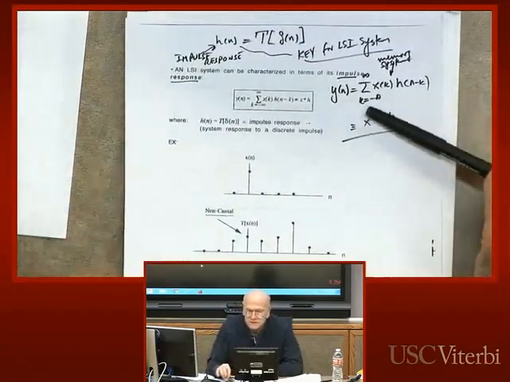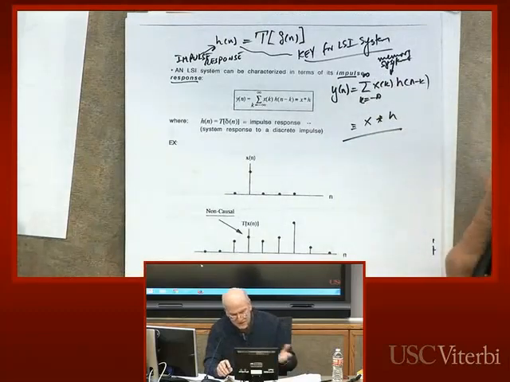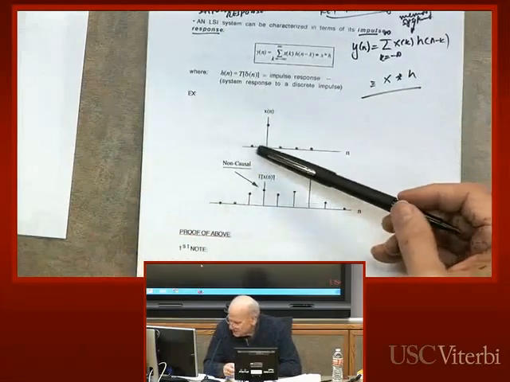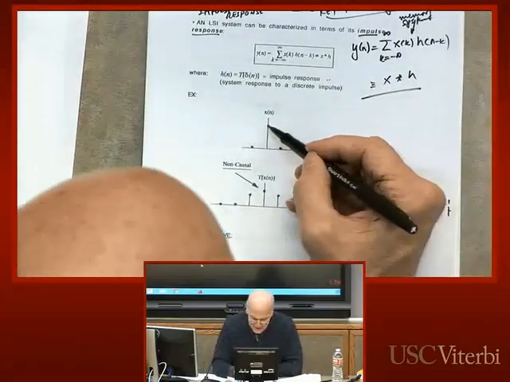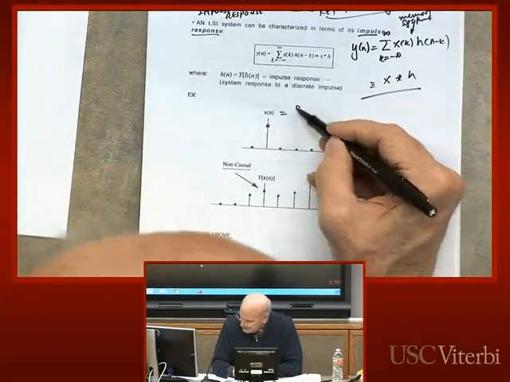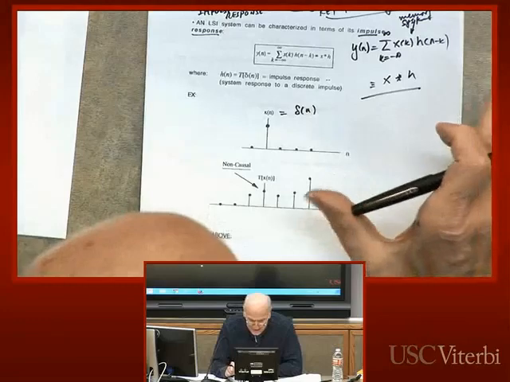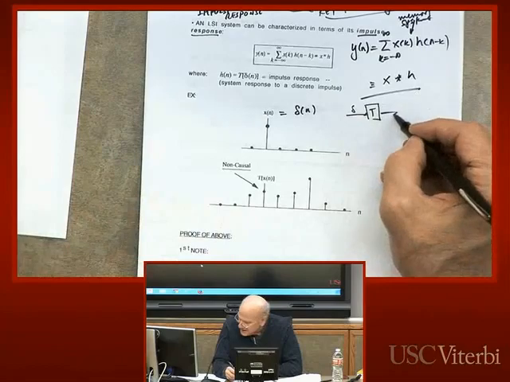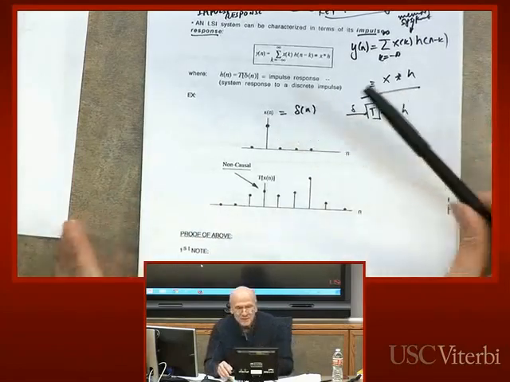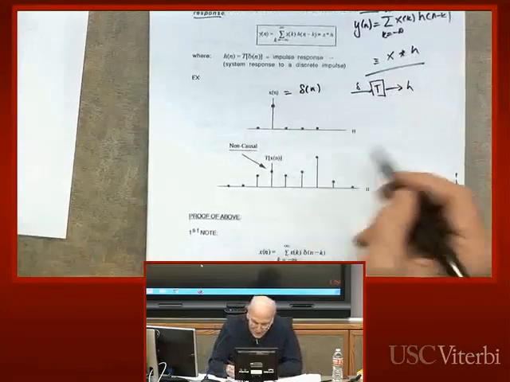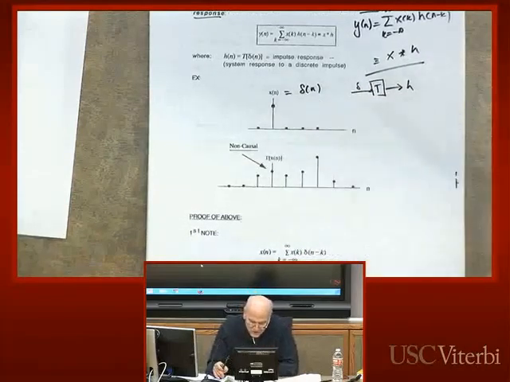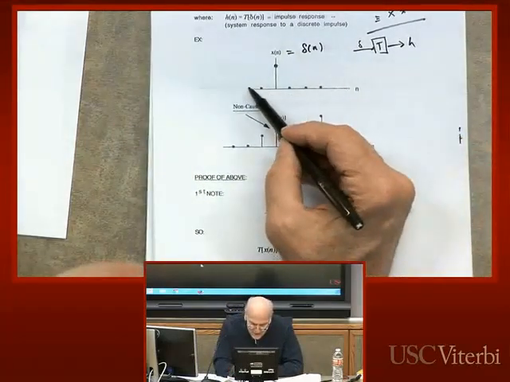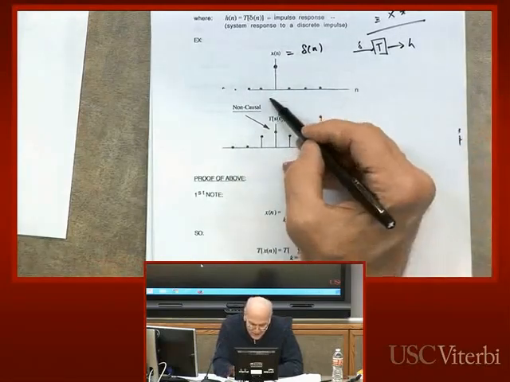Why is this true? That should be the question you would ask, unless you already know the answer. Here's an example pictorially that I drew. In this example, x of n is my delta. Here we're going to feed delta into our system, and this is just an example, and h comes out. Here's my delta of n, and in this example, this is the output. Now, the interesting thing in this little picture is that everything's zero with the input before time n equals zero.